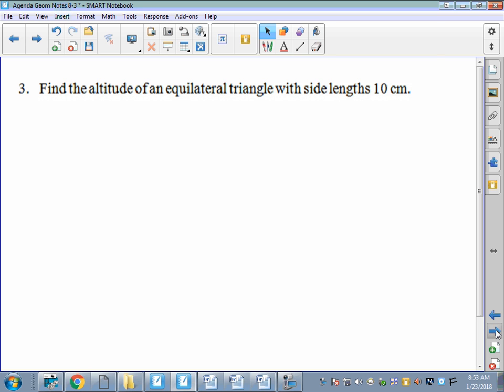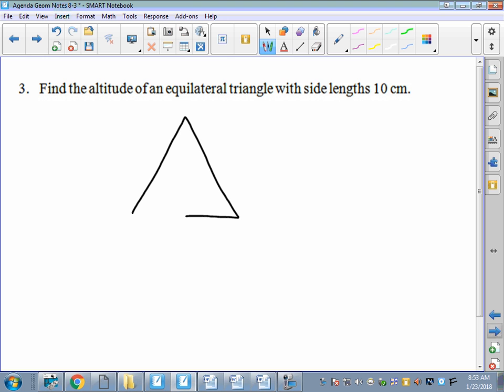Guess what the first thing you should do is? Hopefully you've already got this drawn. What do you know about an equilateral triangle? You know all sides are congruent. What do you know about all angles? Congruent. And how many degrees is each angle? 60 degrees, right?